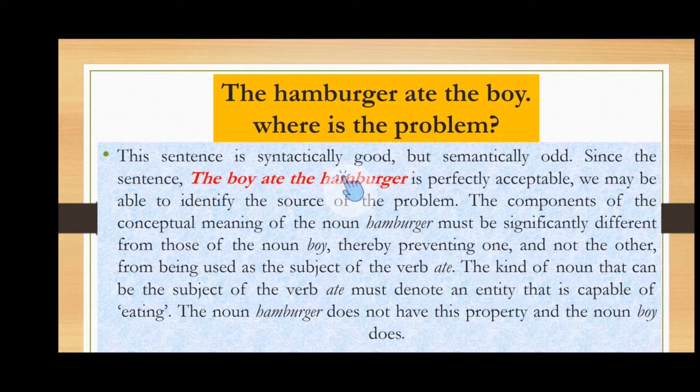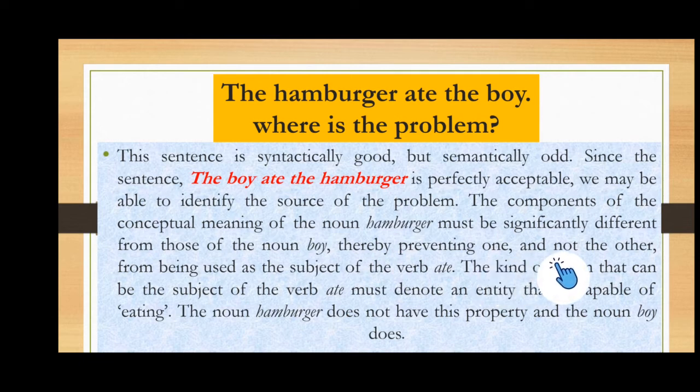But semantically odd, since the sentence "the boy ate the hamburger" would be a perfect one. When we say "the boy ate the hamburger," everybody accepts it, the sentence is acceptable. But when we say "the hamburger ate the boy," the sentence is then not acceptable. We may be able to identify the source of the problem. The component of the conceptual meaning of the noun hamburger must be significantly different from those of the noun boy. So we know that the conceptual meaning of the boy is different from the conceptual meaning of the hamburger. We know what hamburger means, and we know what a boy means, thereby preventing one and not the other.